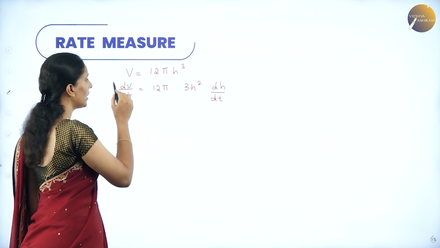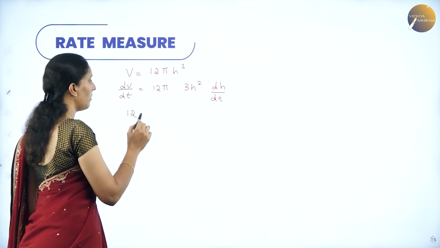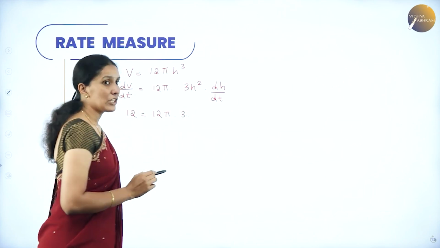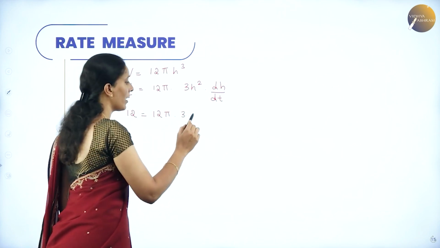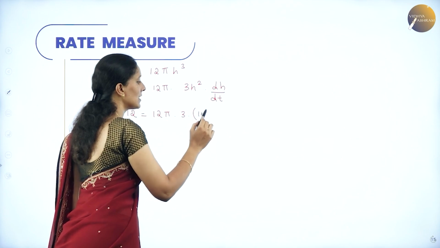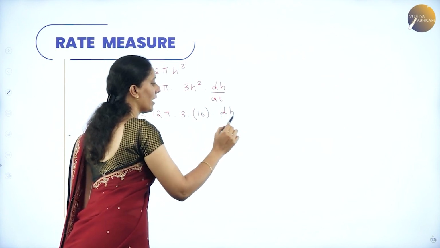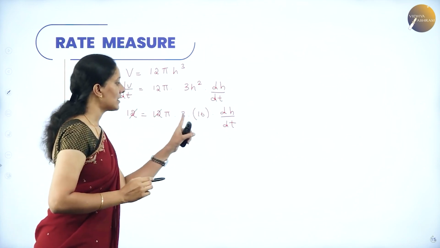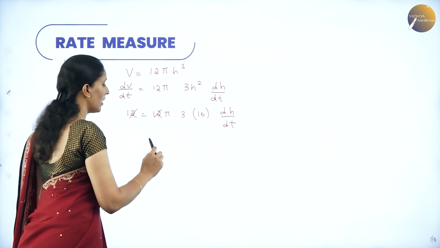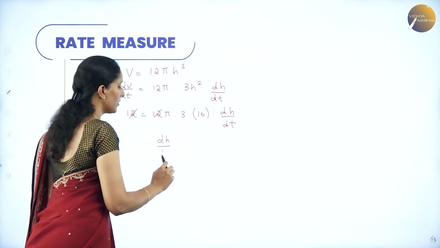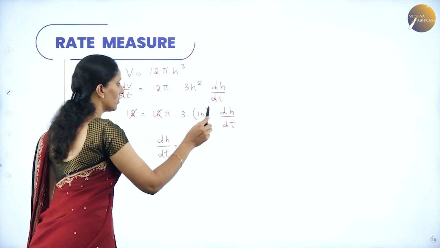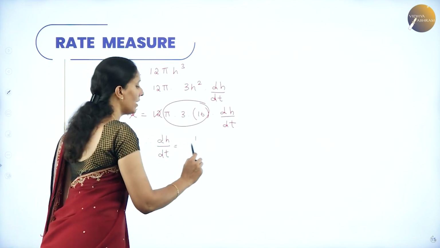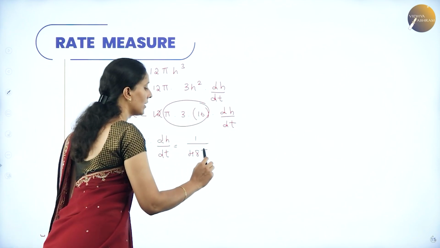Now next we have here dV by dt is given as 12. Next 12 into pi, 3 into h, which is 4 square. So 4 square means it is 16 dh by dt. Now 12 cancel, 16 3s are 48. So therefore I can write dh by dt is equal to, so this complete thing can be moved to the denominator, 1 divided by 48 pi.